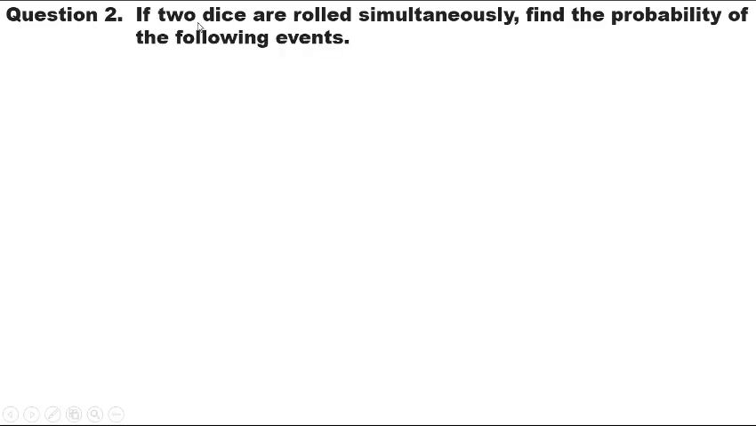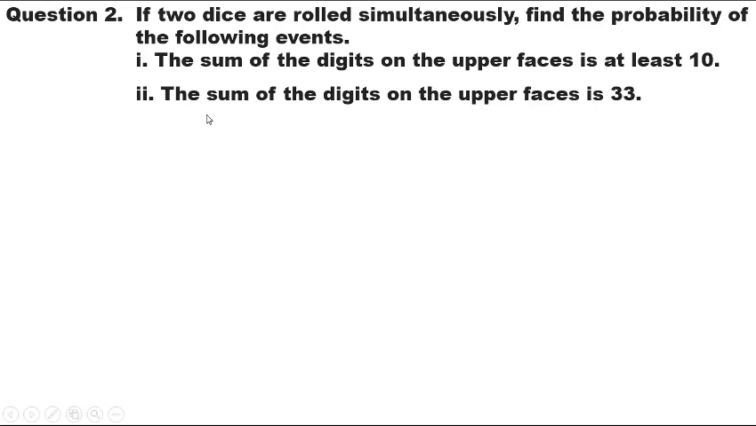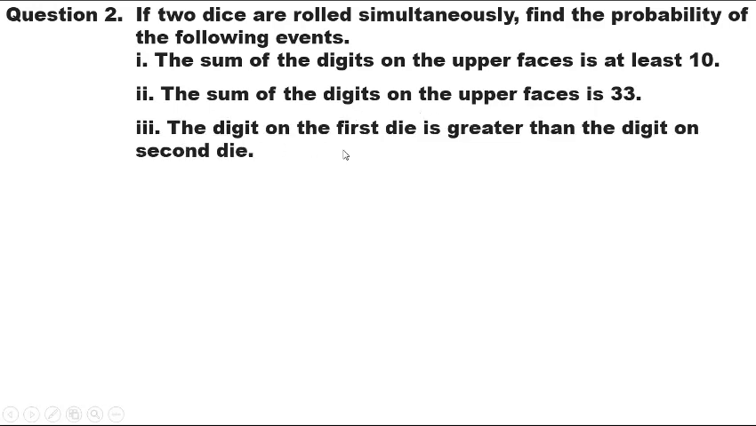Question second: if two dice are rolled simultaneously, find the probability of the following events. First, the sum of the digits on the upper face is at least 10. Second, the sum of the digits on the upper face is 33. Third, the digit on the first die is greater than the digit on the second die.